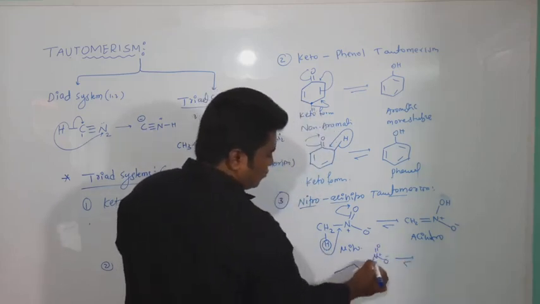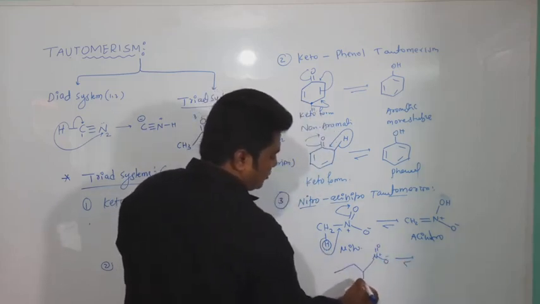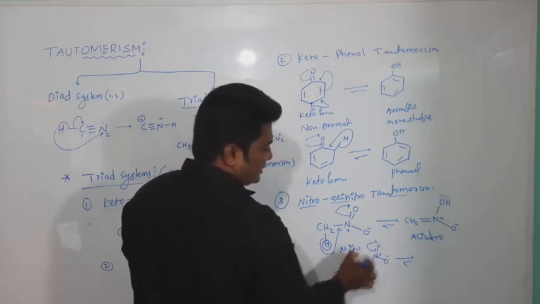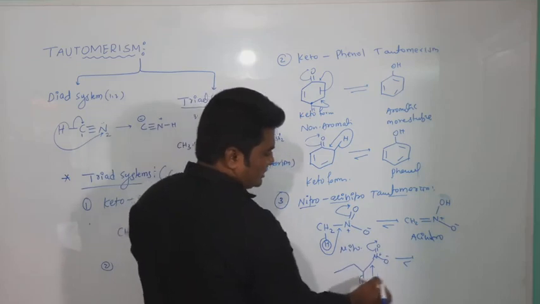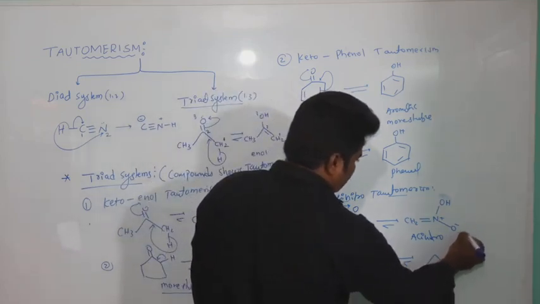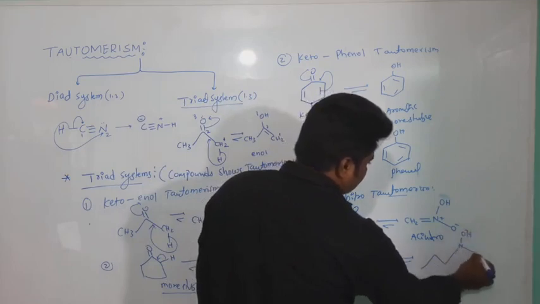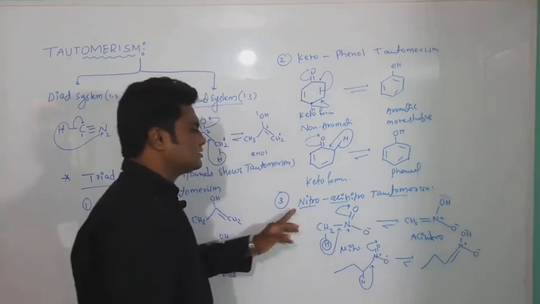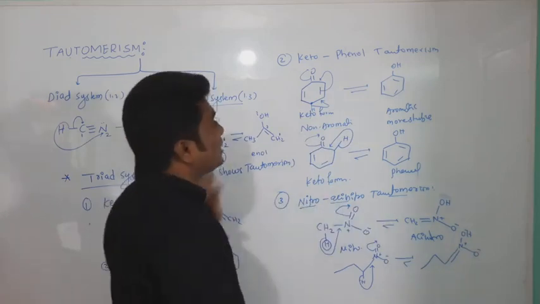I am giving here. What is the alpha hydrogen here? This is alpha hydrogen. Again, what happened here? Delocalization. This oxygen gets a negative charge. That negative charge will take this hydrogen atom. Now you are getting what? Tautomeric structure. But this is which tautomerism? This is nitro-acinitro tautomerism.